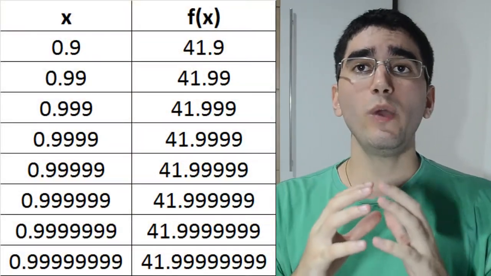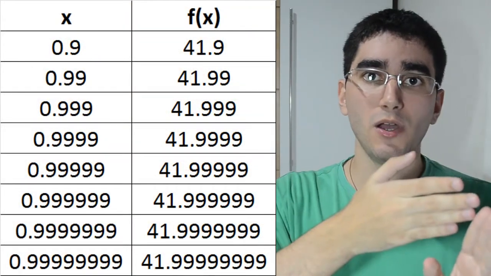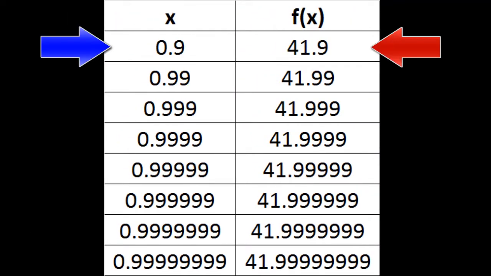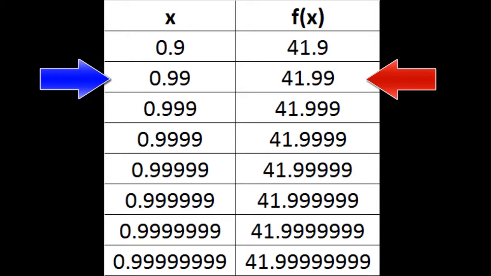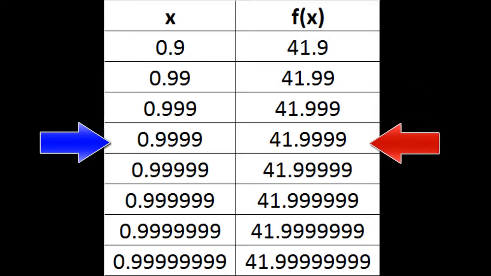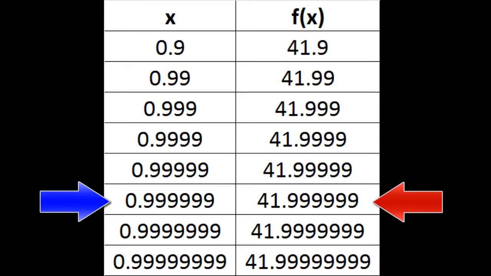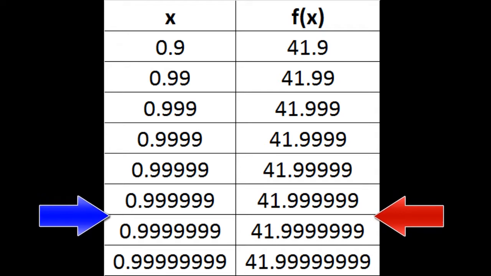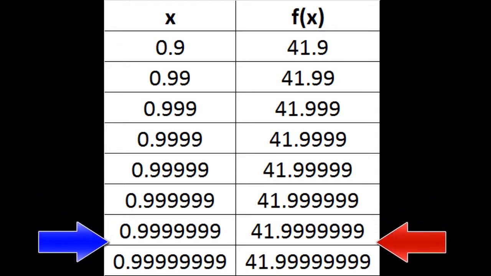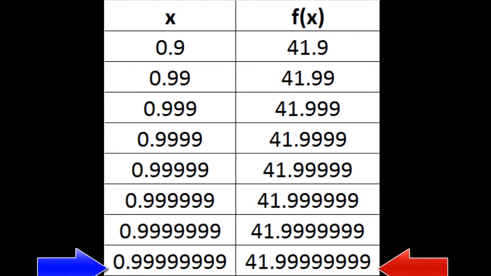For example, if we approach x equals 1 from the left, for x equal to 0.9, f of x is equal to 41.9. For an x equal to 0.99, f of x is 41.99. And if we skip ahead, you can see that for an x equal to 0.9999999, we have an f of x equal to 41.999999. And this goes on infinitely in such a way that it's easy to realize that the closer the x value is to 1 from the left hand side, the f of x gets closer and closer to 42.